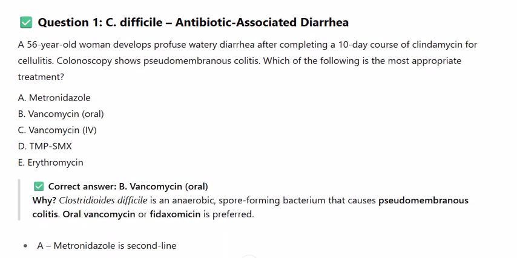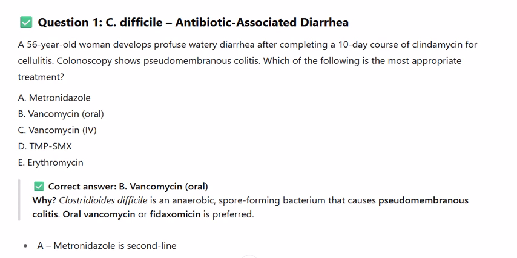Question 1, C. difficile, antibiotic-associated diarrhea. A 56-year-old woman develops profuse watery diarrhea after completing a 10-day course of clindamycin for cellulitis. Colonoscopy shows pseudomembranous colitis. Which of the following is the most appropriate treatment?